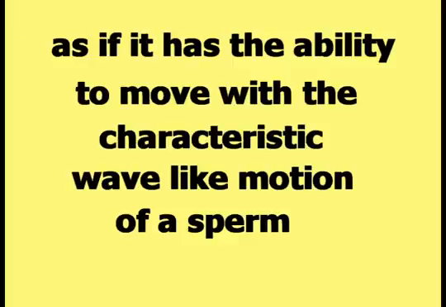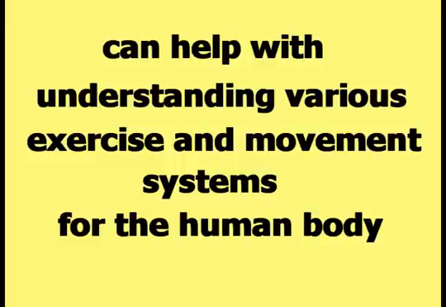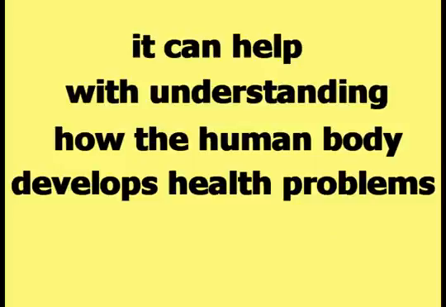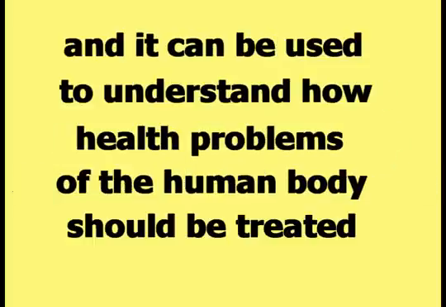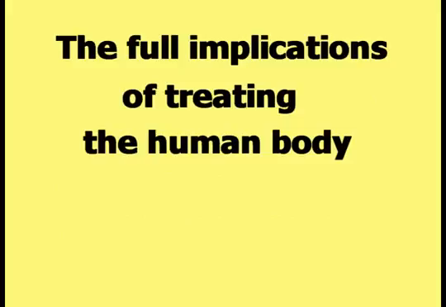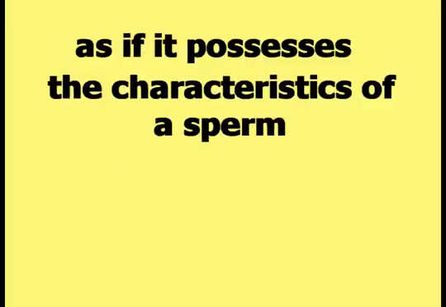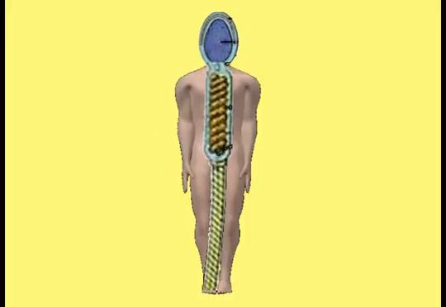Treating the human body as if it has the ability to move with the characteristic wave-like motion of a sperm can help with understanding various exercise and movement systems for the human body. It can help with understanding how the human body develops health problems, and it can be used to understand how health problems of the human body should be treated. The full implications of treating the human body as if it possesses the characteristics of a sperm cannot be demonstrated with the sperm view of the human body shown in this picture.